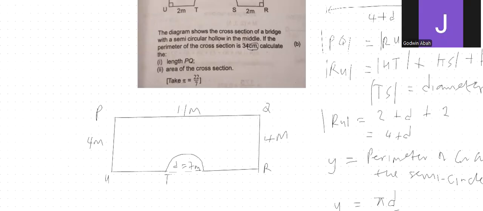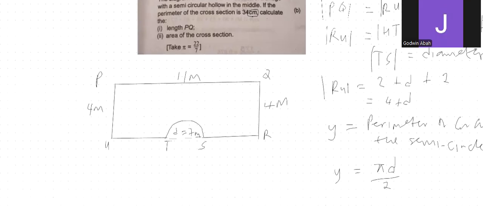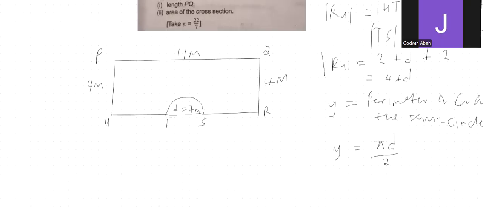Now the question is, we should calculate the area of the cross section, that's the area of this hollow cross section. To calculate the area, we are going to look for the area of the rectangle. Calculating the area now is easy. The area is going to be the area of the rectangle minus the area of the semicircle.